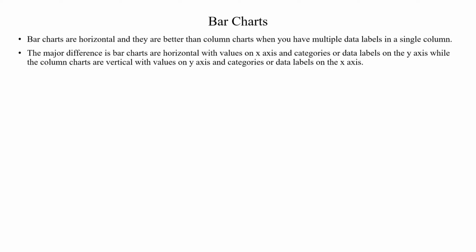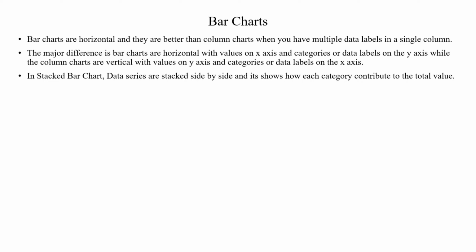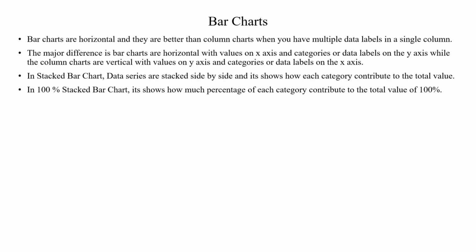When it comes to the stacked bar chart, data series are stacked side by side and it shows how each category contributes to the total value. The 100% stacked bar chart is similar to the stacked bar chart, but it shows the percentage each category contributes to the total value. In the stacked bar chart it shows how much each category contributes to the total value. Here it shows a percentage, that's the difference.